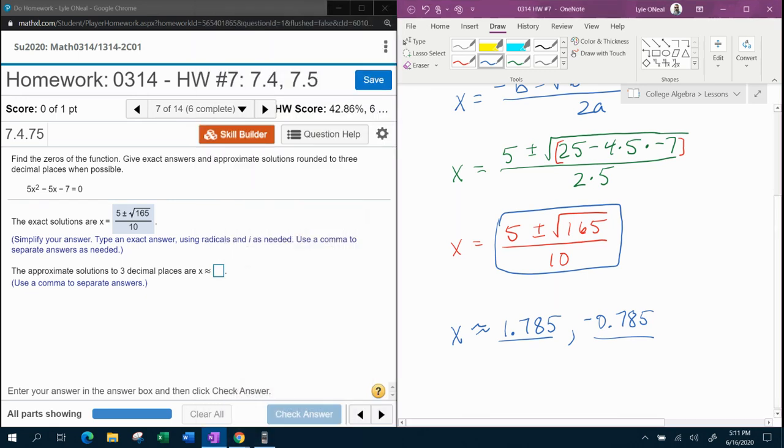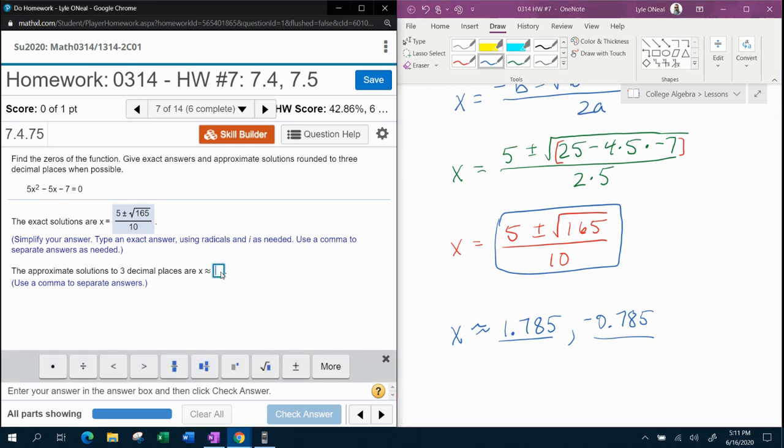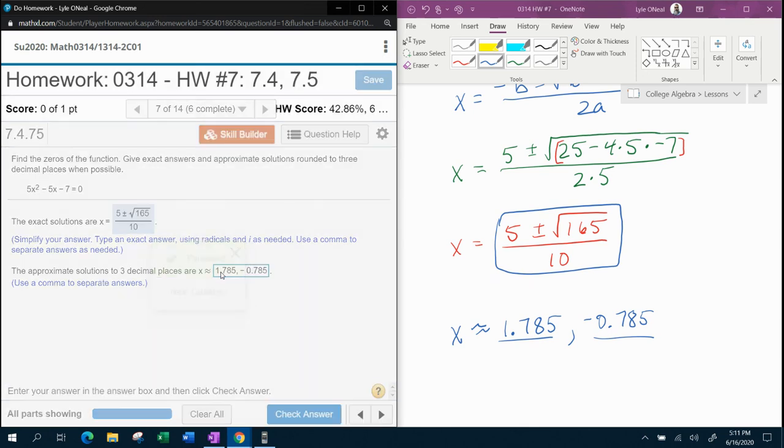That is awesome. All right, now let's put that in and see if we rounded correctly. 1.785, comma, negative 0.785.